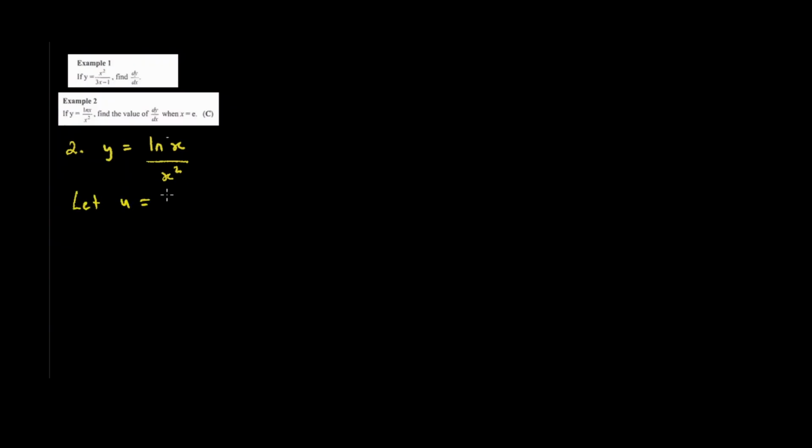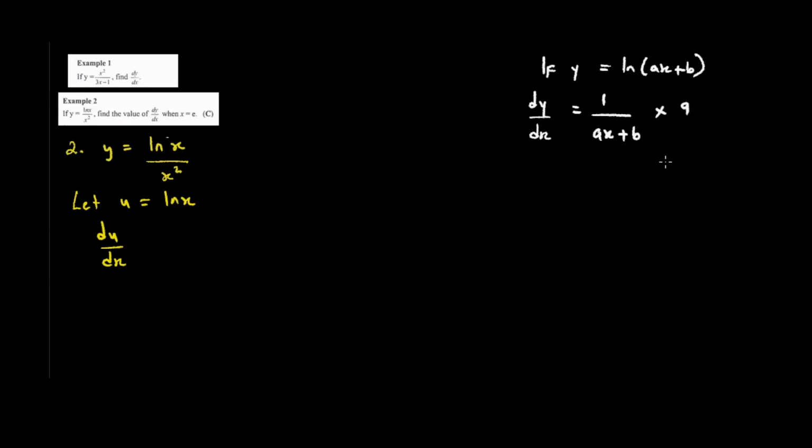Let u be equal to ln x. What is going to be du dx? Remember that if y is equal to ln of (ax plus b), what is going to be dy dx? dy dx is going to be equal to 1 over (ax plus b) multiplying a.